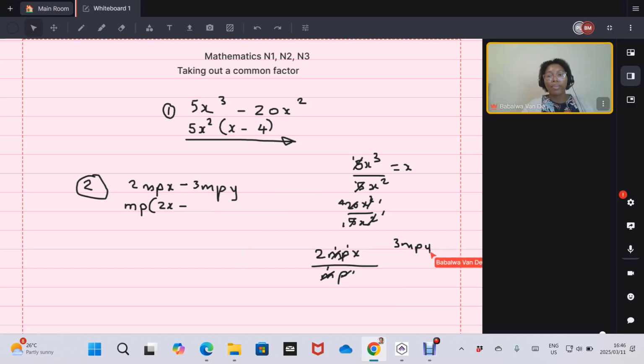3mpy, we divide it by the common factor, which is mp. The m will divide the m, the p will divide the p, so we're left with the 3y. So we write the 3y over there.